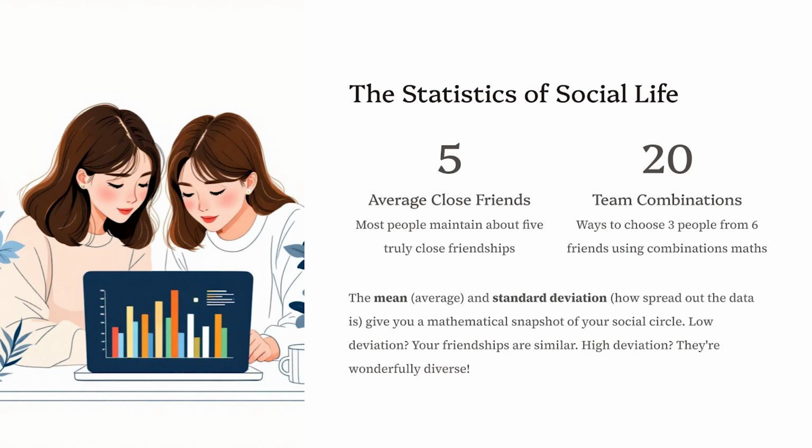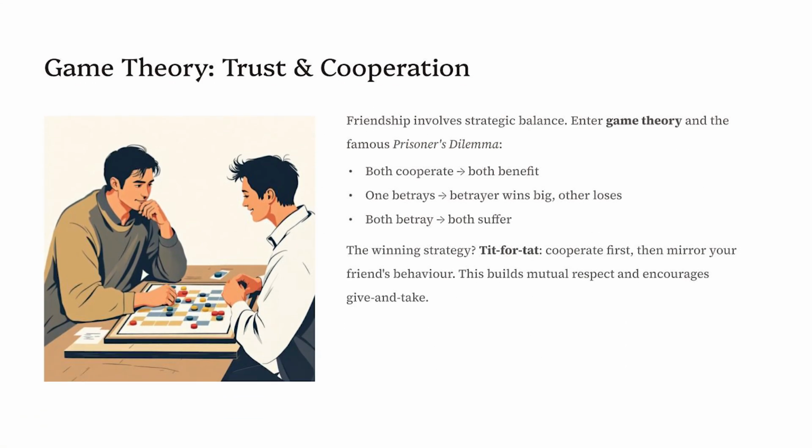Friendship isn't always about teamwork. Sometimes it's a strategic balance of cooperation and trust. That's where game theory comes in. In the classic prisoner's dilemma, where you have the choice to betray or cooperate, if both people cooperate, they both benefit. But if one betrays the other, that betrayer wins big and the other loses.